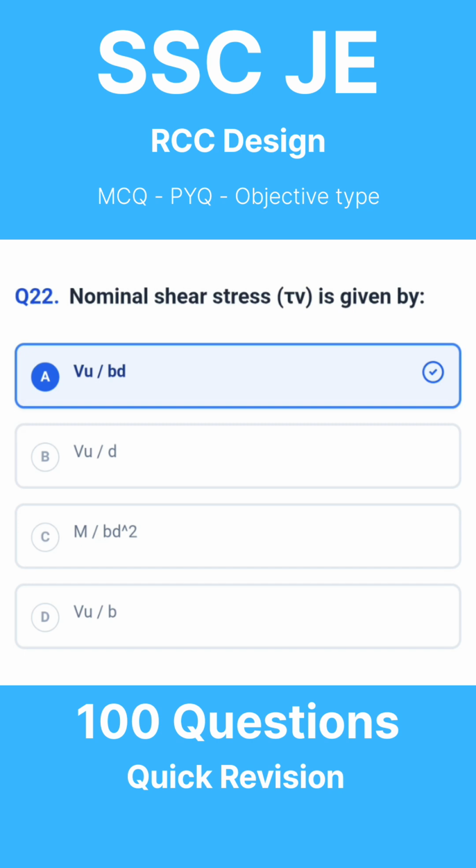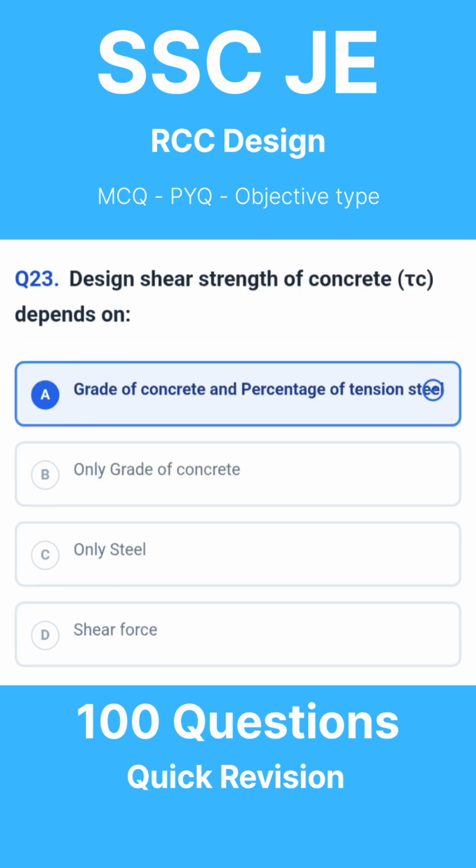Question 22. Nominal shear stress tau v is given by. The correct answer is Vu divided by bd. Question 23. Design shear strength of concrete tau c depends on. The correct answer is grade of concrete and percentage of tension steel.